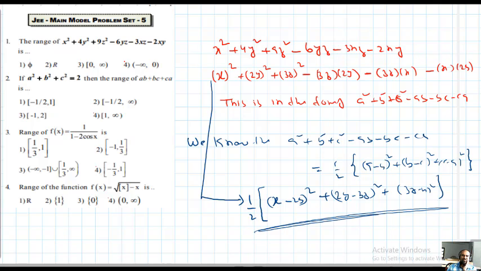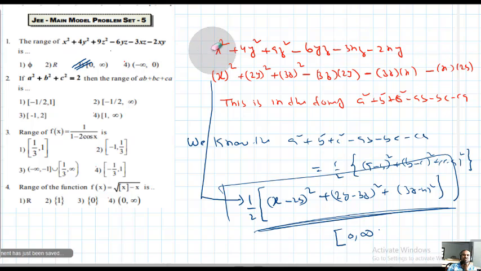So this is a non-negative number. It may be 0 or greater than 0. When it is 0, x equal to y equal to z equal to 0, then 0 only happens. So it is always greater than or equal to 0. Then I can say that the range is closed 0 to infinity. Now, closed 0 to infinity, I can move with option 3. 3 is the correct answer for this.